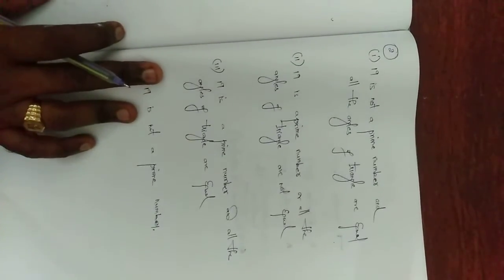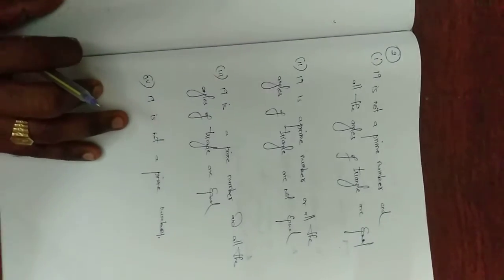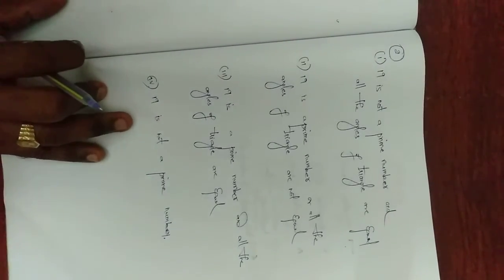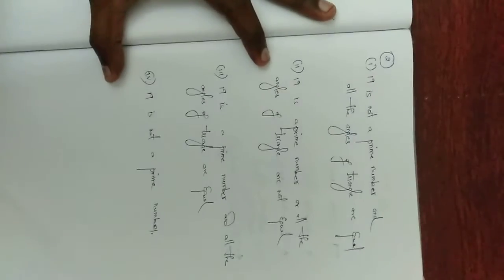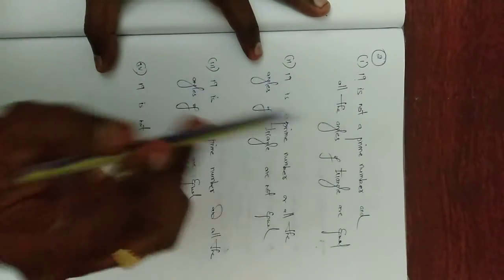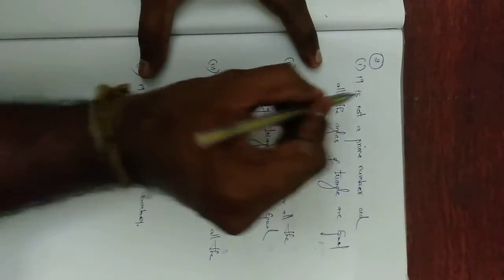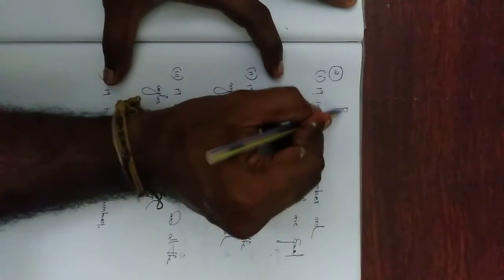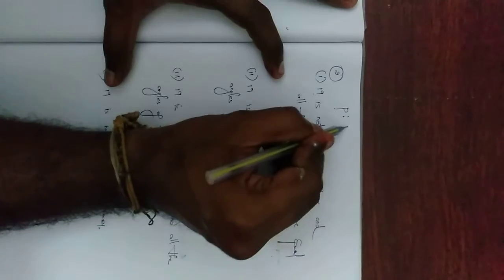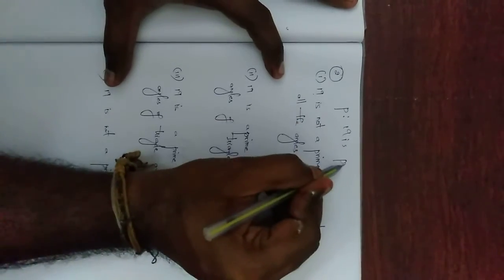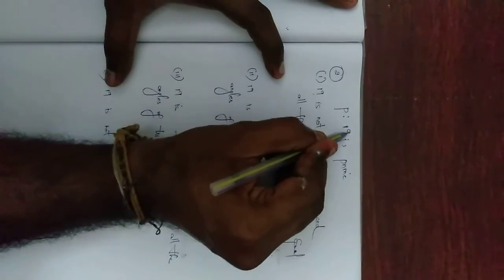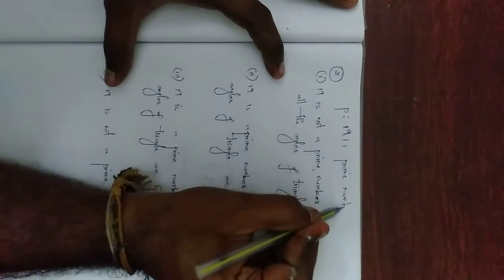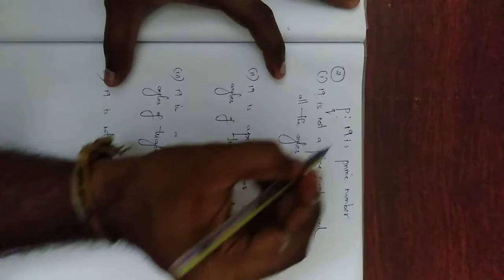See the second sum. This second sum also contains 4 subdivisions. First, they gave all the statements. We need to identify which one is P and which one is Q. They gave: 19 is a prime number, and all angles of a triangle are equal. P is 19 is a prime number. First write a correct statement. Q is all angles of a triangle are equal.